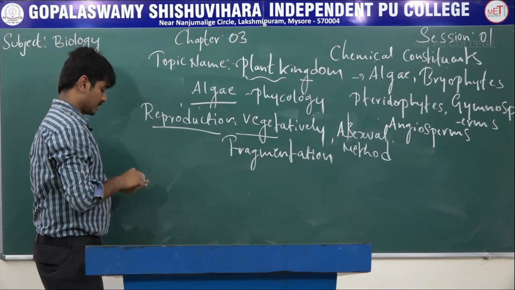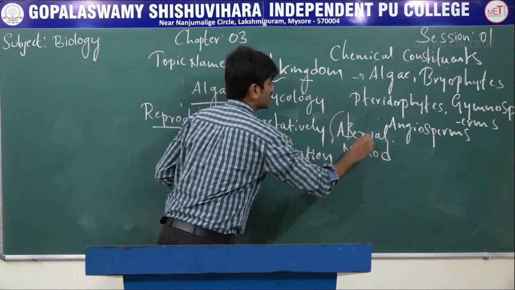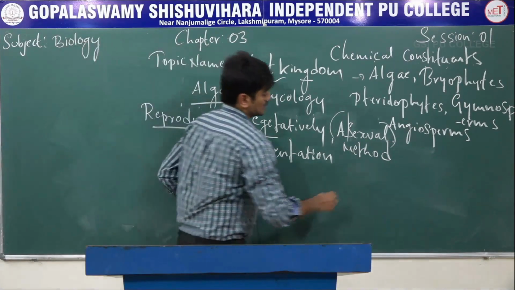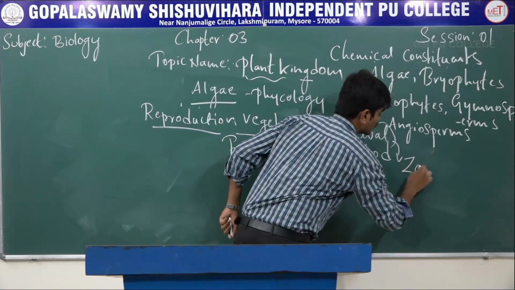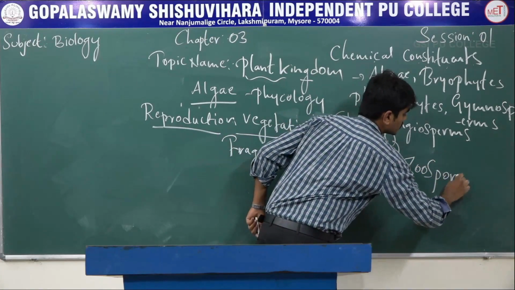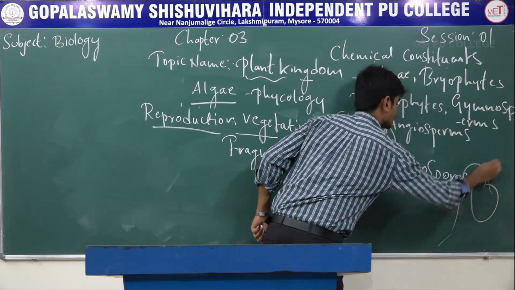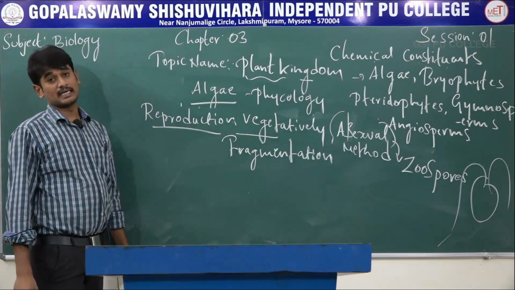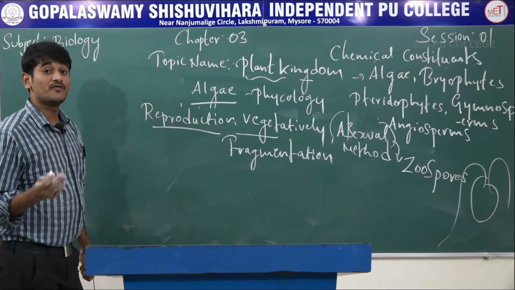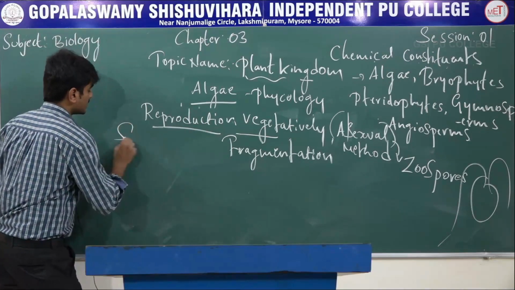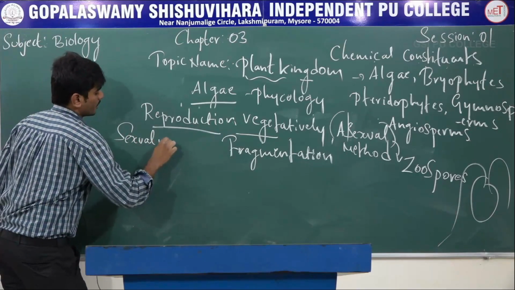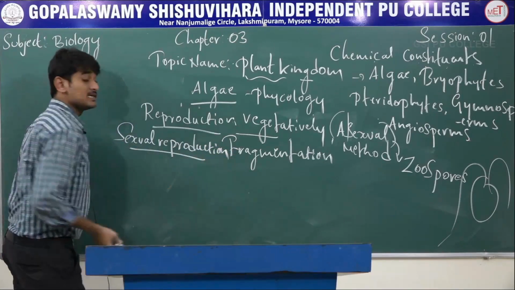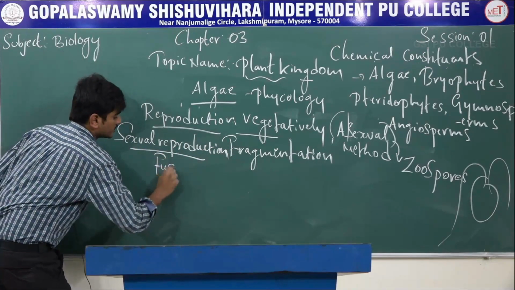Next, asexual reproduction in algae. Asexual reproduction in algae takes place by production of zoospores. And sexual reproduction in algae takes place by fusion of two gametes.